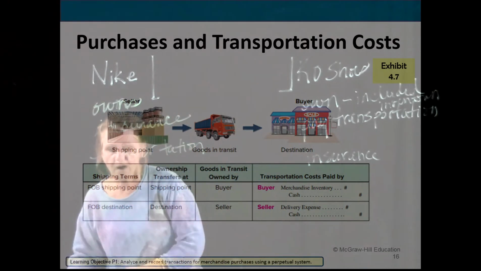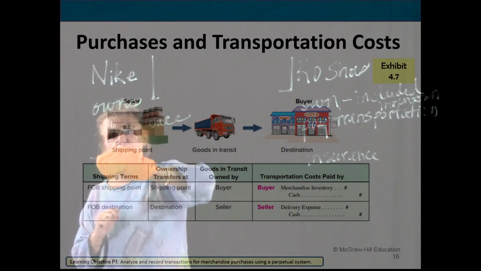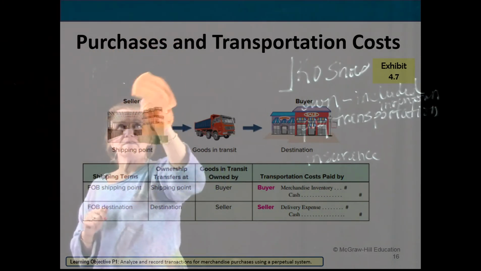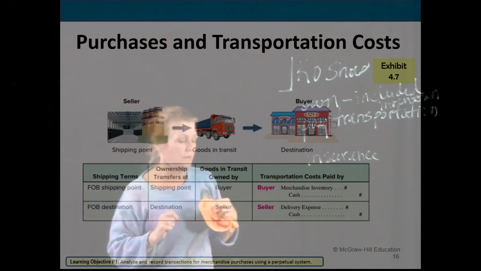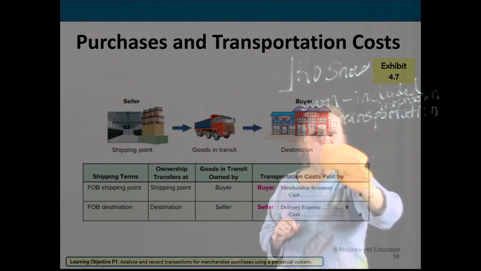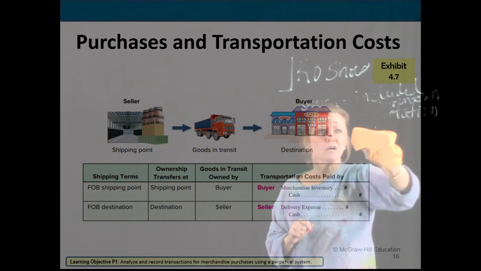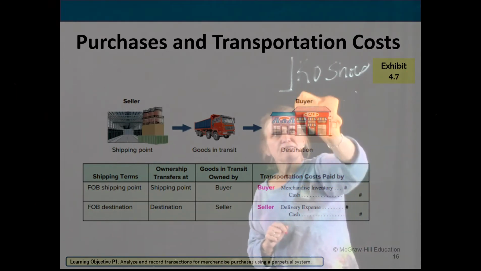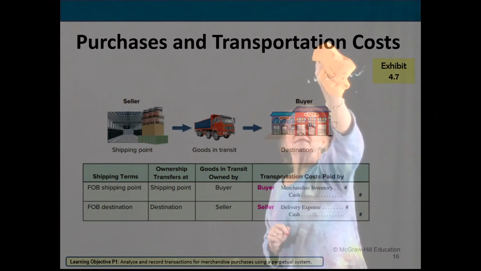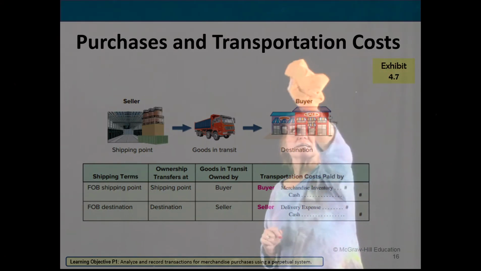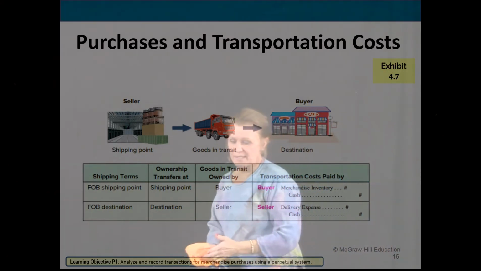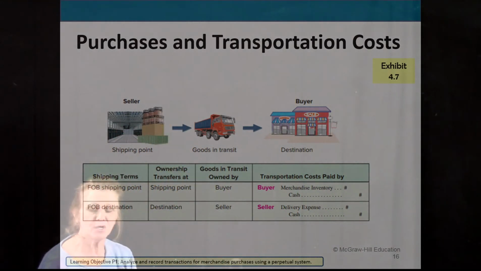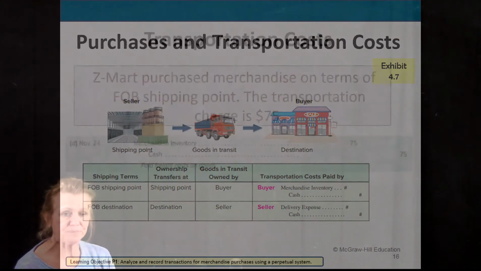So if you are a buyer and you purchase goods that are FOB shipping point, then you pay the transportation costs, and those transportation costs are added into the cost of inventory. If it is FOB destination, then the seller pays for the shipping costs, and you don't add anything extra into your cost of inventory. However, you probably will have paid a higher price for the item to begin with.